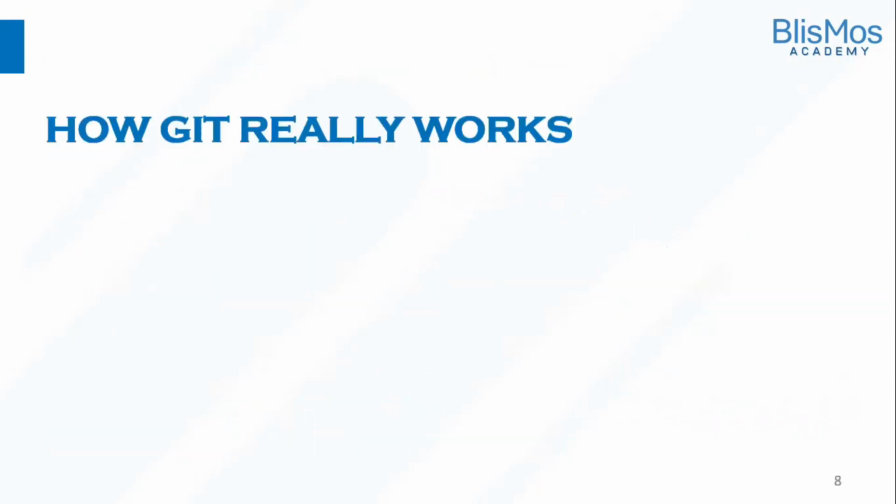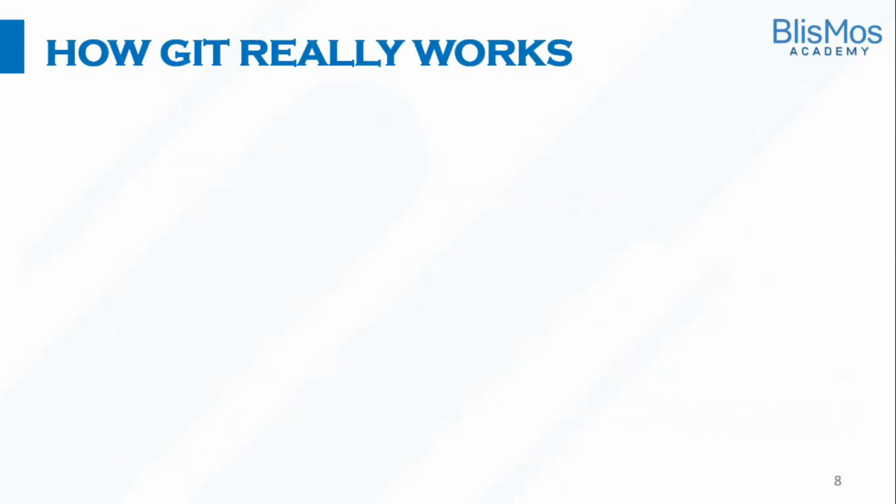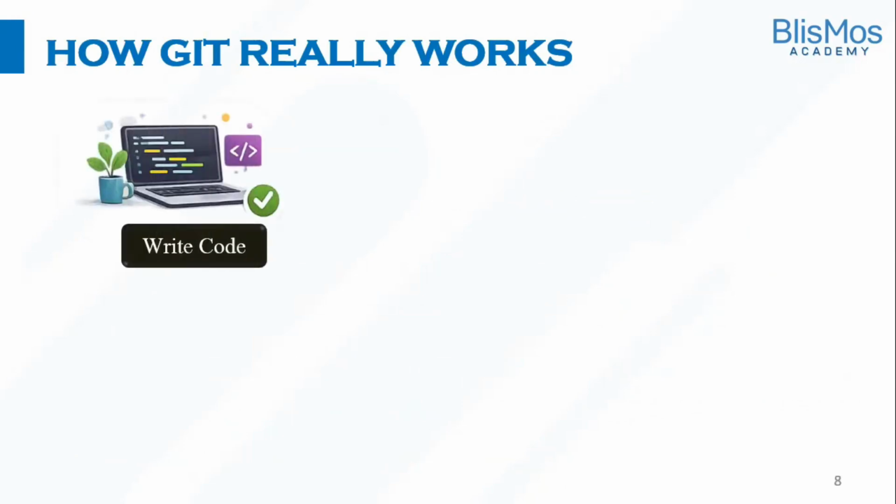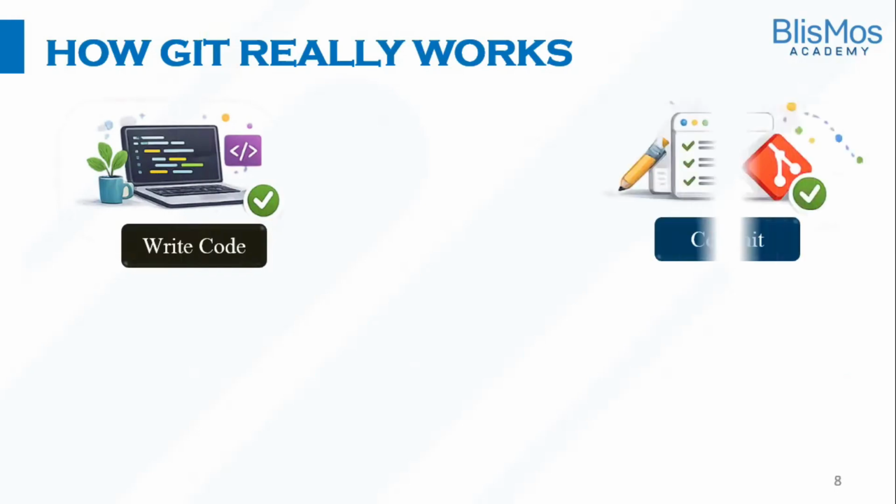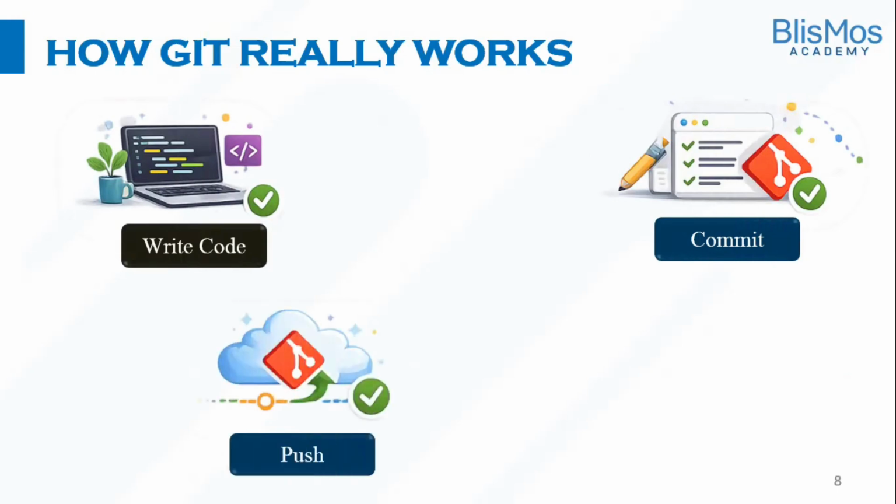Now, let us understand how the whole Git system really works. So there are four major steps. First, you write the code. Maybe you're developing a SQL script or a pipeline. Then you commit it. It's like saving your progress, or I can tell it as saving the progress of your script. Then step three, push the changes to GitHub so that everyone can access it.